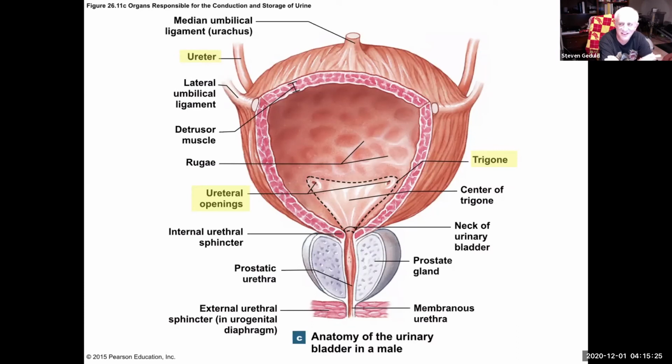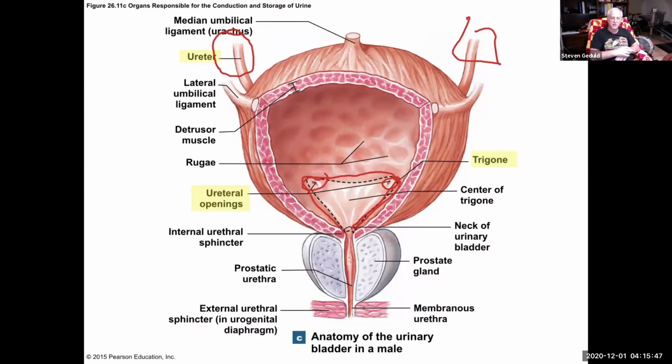All right, so here's the ureter. This comes from the kidneys here. This comes from the kidney on the other side. This is the trigone area, this little triangle right there. You can see where the left ureter enters and the right ureter enters. And that's how the urinary bladder is filled.